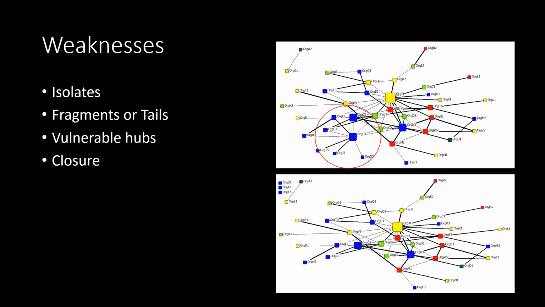This new image shows what happens to that group of blue shapes if that hub was removed. The group disappears and several of the blue shapes now become isolates.